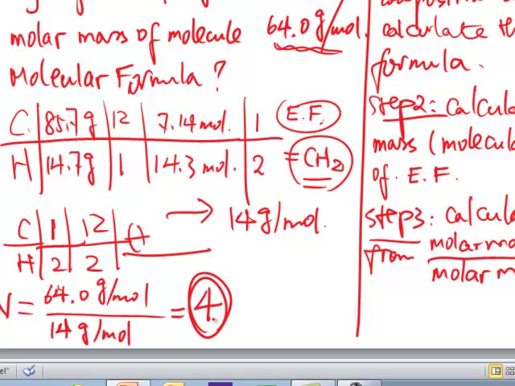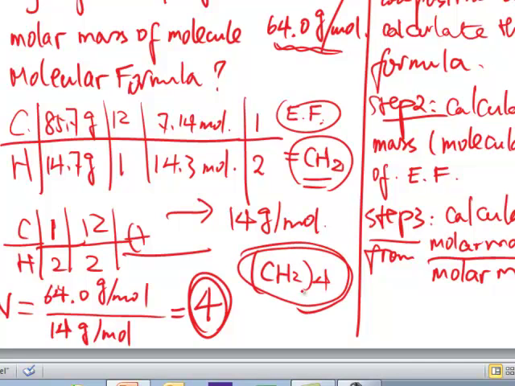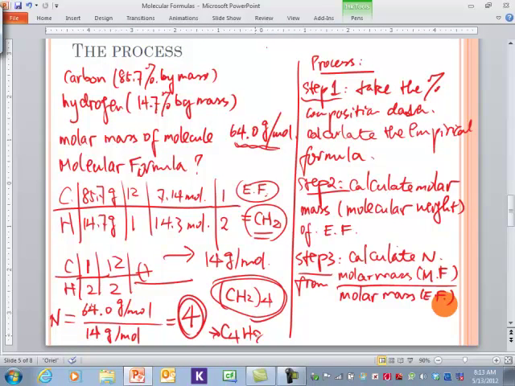So the final answer for the molecular formula is (CH2)4. A lot of times in organic chemistry you actually have to distribute, so this will be C4H8. This is the ultimate answer for this particular question. This compound has the molecular formula C4H8, with 4 carbons and 8 hydrogens in each molecule.